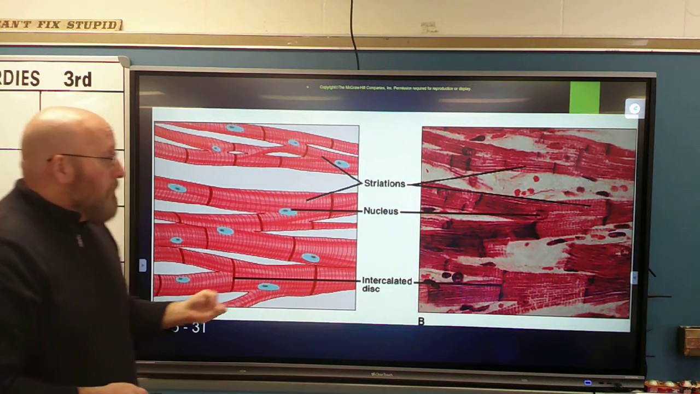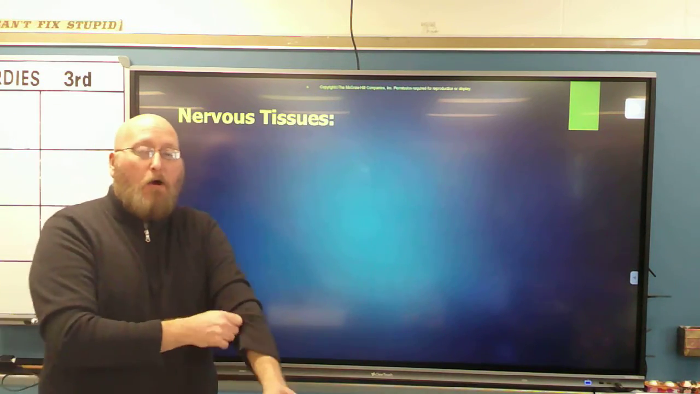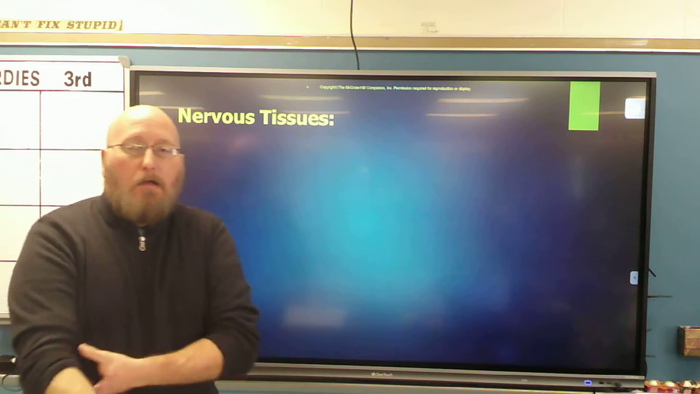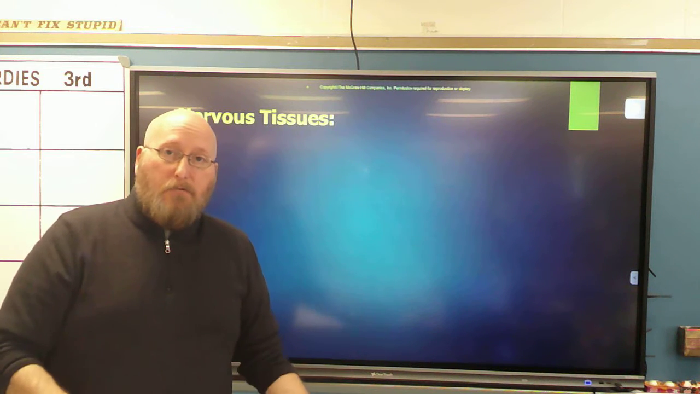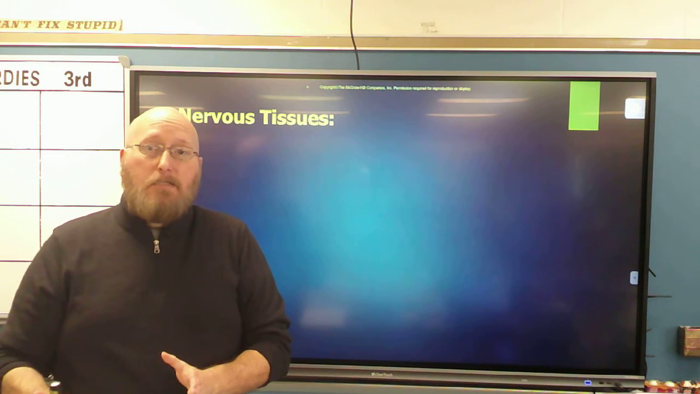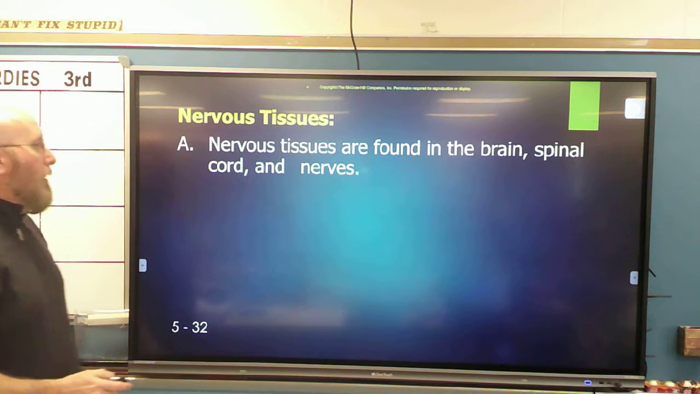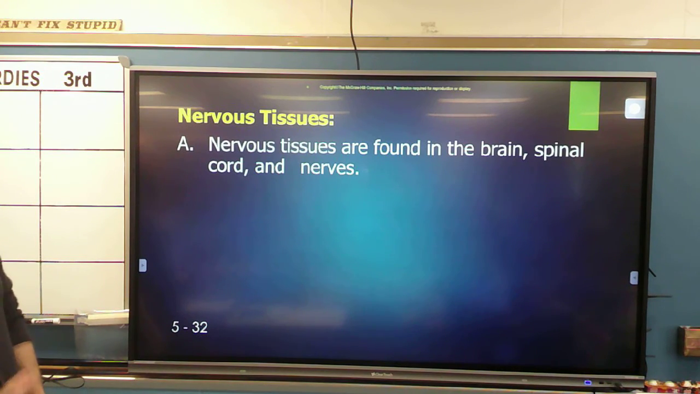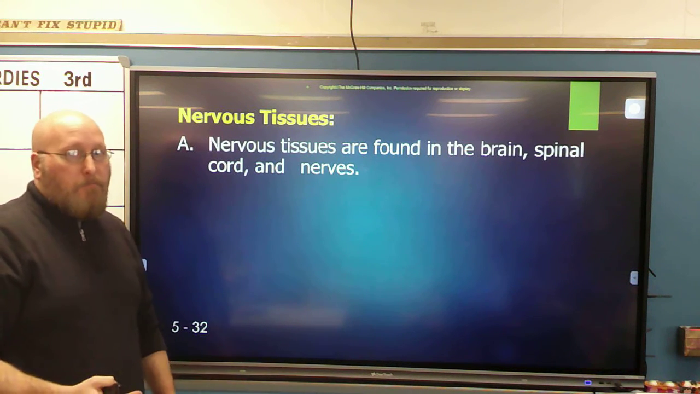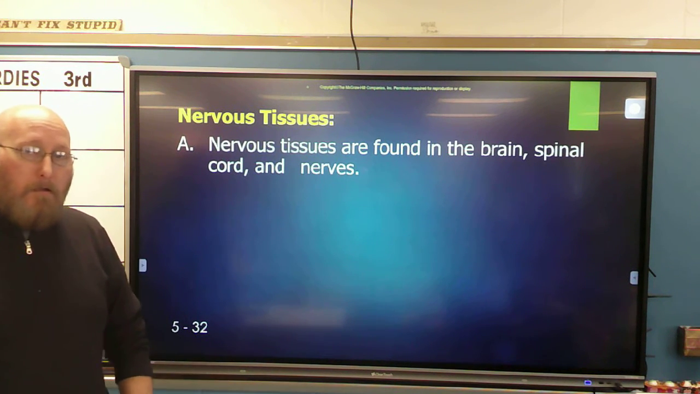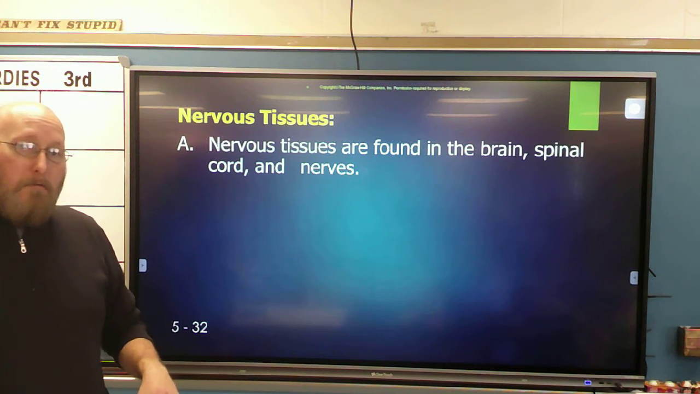Now, we also have nervous tissue, right? And again, we're not going to spend a whole lot of time on nervous tissue here other than to be able to identify some of the things, because when we get to the nervous system later on, we'll definitely get into the nervous tissue in greater detail, okay? But nervous tissue is there basically in the brain, in your spinal cord, and in your other nerves. That's where you'll find it, right? The majority of it in your brain and spinal cord, and then all the nerves that come off of your brain and spinal cord, okay?